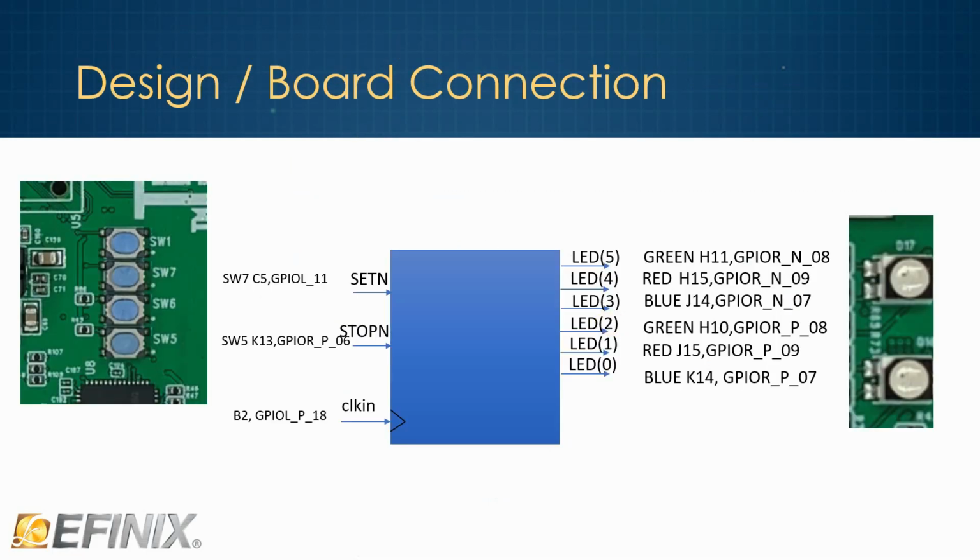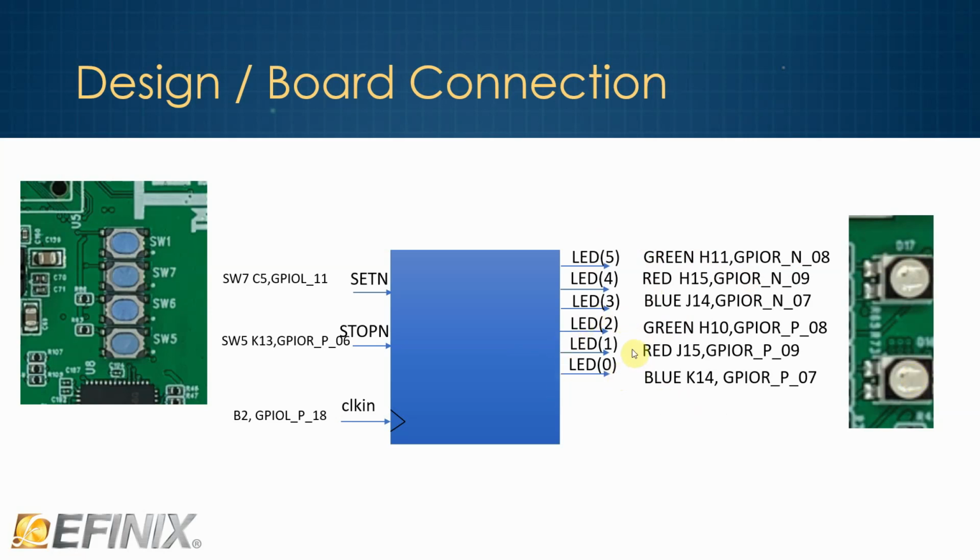So connections from the IOs will be done to the boards. For example, our ZN will be connected via the package pin C5 to the switch 7 on the board. The stop N pin will be connected via the K13 pin to the switch 5 of the board. The CLK in will come via the B2 package pin and is a 25 MHz clock. And the LED outputs will go to the 2 RGB LEDs.